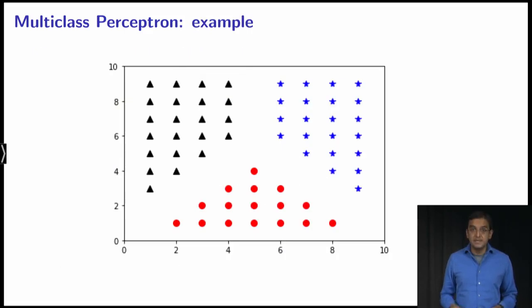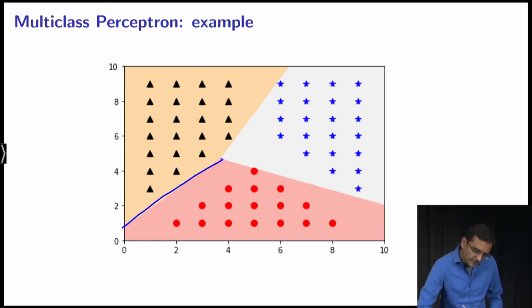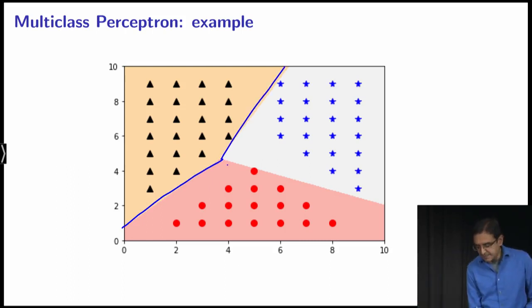Okay, so let's see it at work on a simple data set. So here is some data in 2 dimensions and with 3 classes. We have the black triangles, the blue stars, and the red circles. What does multi-class perceptron do on this? Well, this is the boundary that it finds. It perfectly classifies the data. Okay? Now, as you can see, the boundary that it finds is made up of 3 linear pieces. There's this piece over here, this piece over here, and this piece over here.